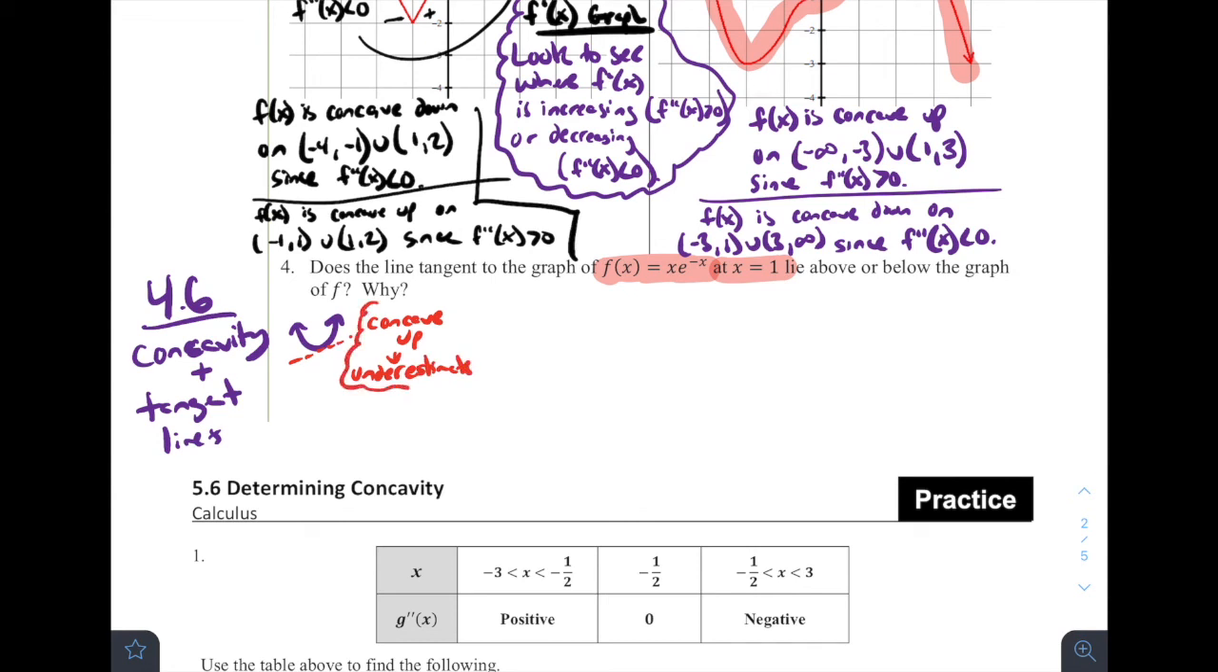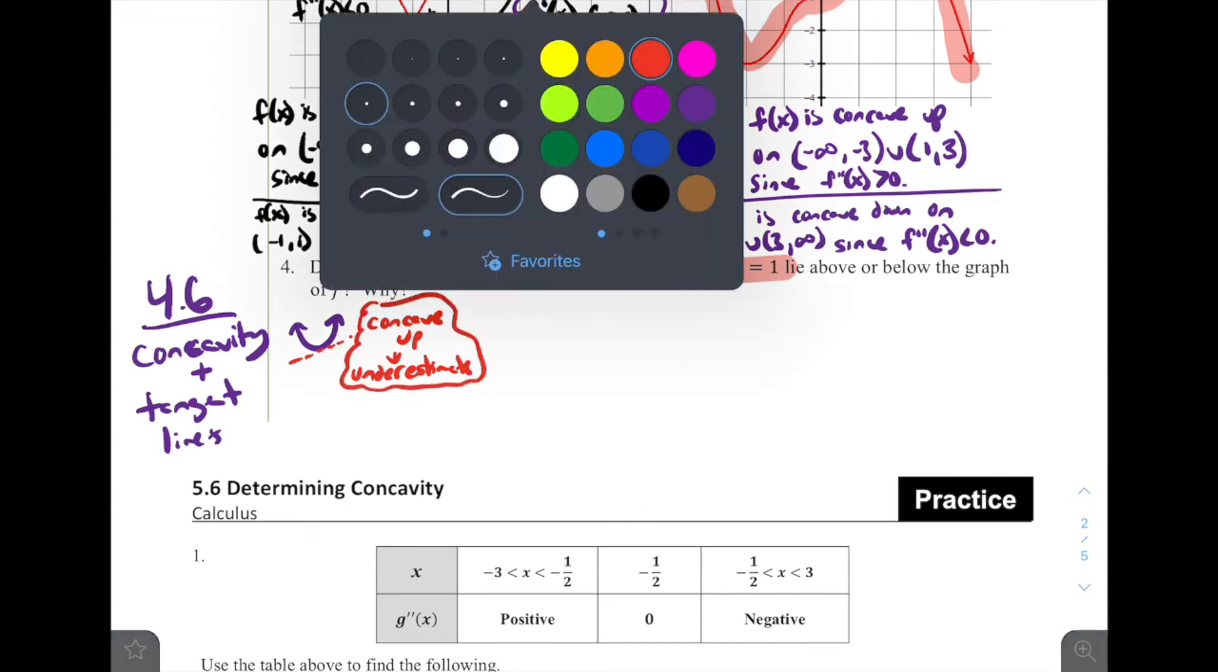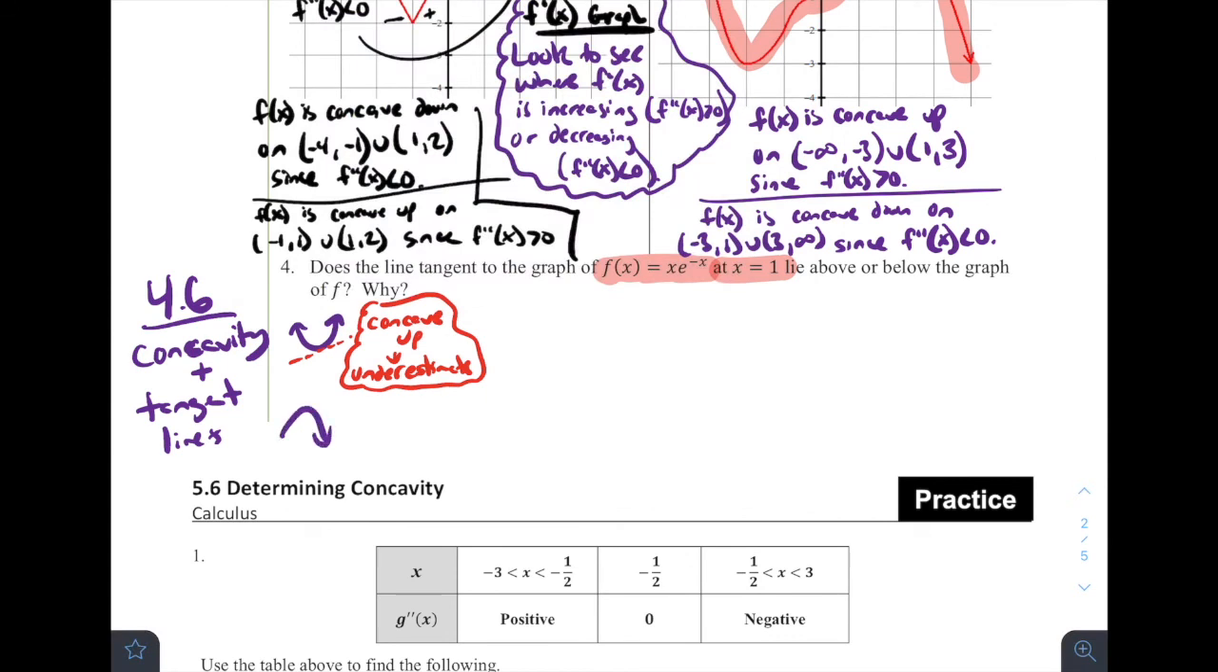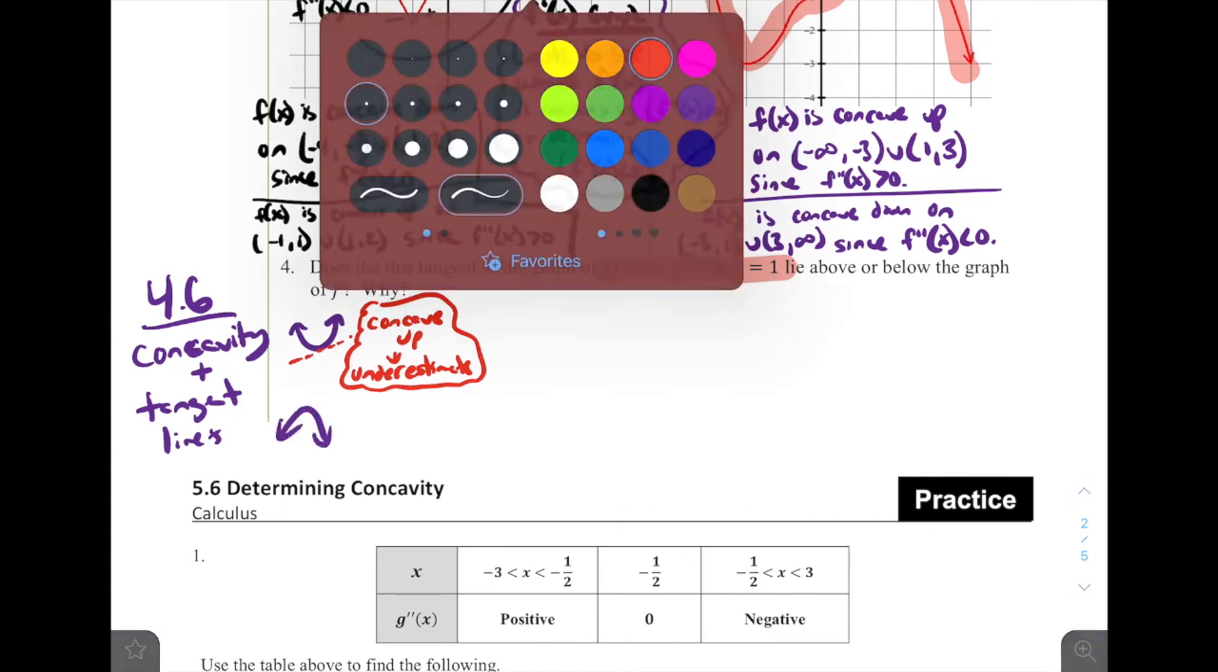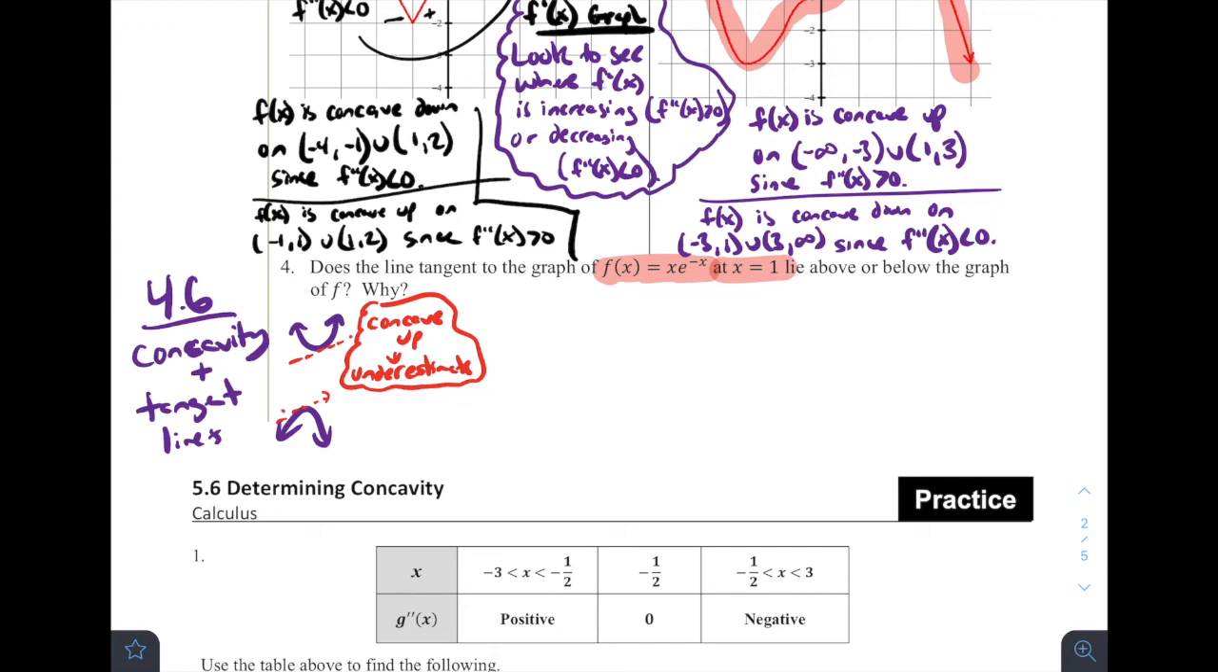Similarly, for any concave down function, if you draw a tangent line at any part of it, the tangent line is going to be above it. So something that is concave down is going to naturally give an overestimate, because that tangent line is going to be above the actual function. So that's our review from 4.6. Let's take a look at it with this specific problem.